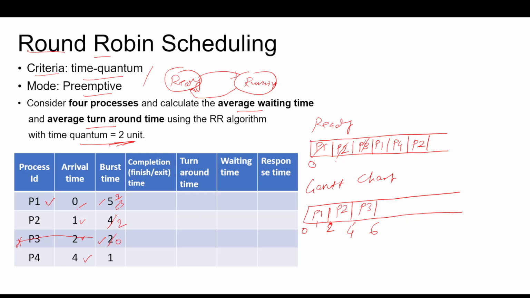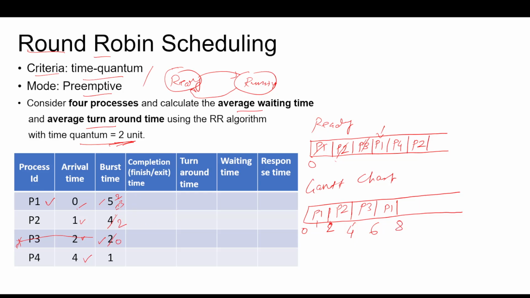Okay. Now again we have to check while executing P3, is there any new process arrived? There is no new process. So whatever processes are there in the ready queue, we have to execute sequentially. So that means we will execute P1 again. For how much timing? 2 units, because time quantum is 2 units. So that means 6 plus 2, that is 8.